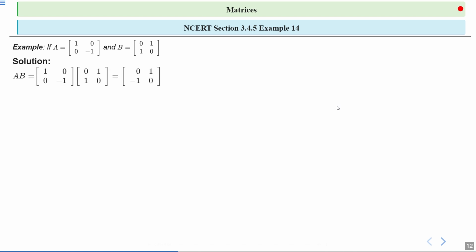So what will be AB? AB will be 1 0 0 minus 1 into 0 1 1 0, which after multiplication will be equal to 0 1 minus 1 0, right? 0 1 minus 1 0. Notice how each element is calculated by multiplying the corresponding rows of A and columns of B. Okay.